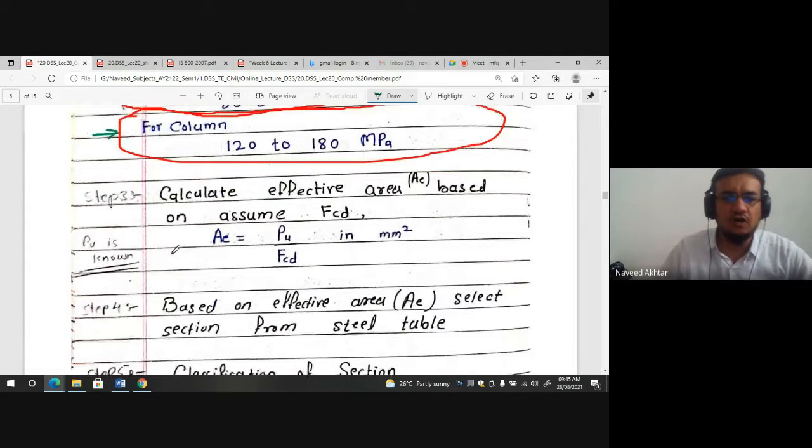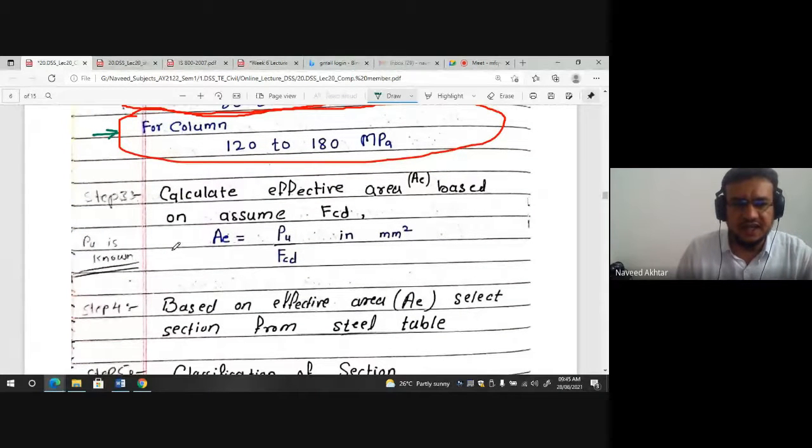Okay, now you can find out the area required. This is not AE, this is the area required. So area required is equal to whatever load is coming divided by FCD, whatever FCD you are assuming. So here you get the area required.